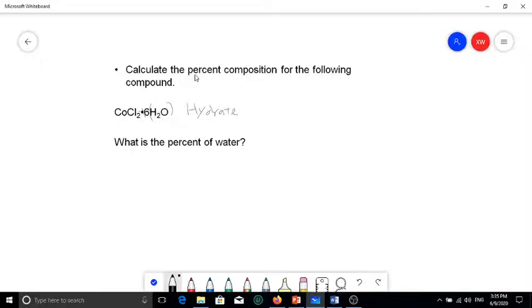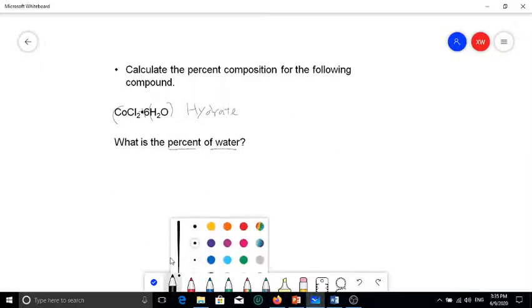Now, the question asks you to calculate the percent composition for the following compound. What is the percent of water? They're trying to ask you, now this compound is composed of this part and 6 waters. How much water? What's the mass percent of water in this compound? All right, so you can go back to the first examples. Think about how to do this. Pause the video here, and then come back to work together with me.